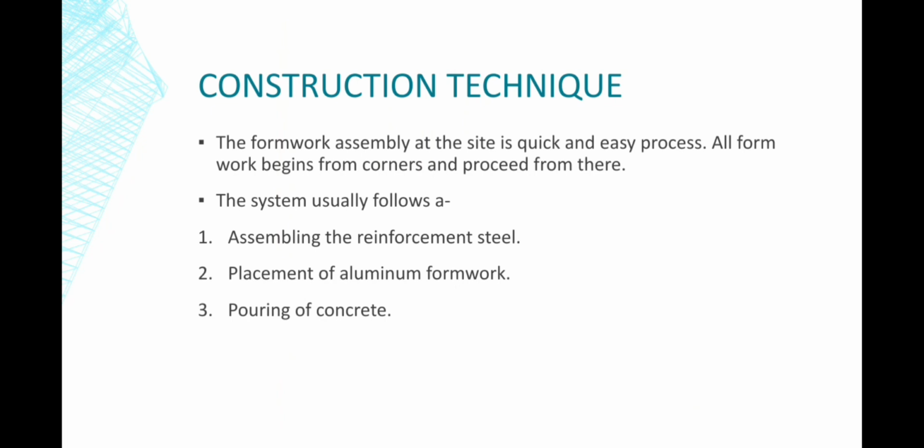Now, if we talk about the construction technique of Maivan formwork, the formwork assembly at the site is a quick and easy process, and all formwork begins from the corner and proceeds from there. The system usually follows assembling the reinforcement steel, then placement of aluminum formwork, and then pouring of concrete.